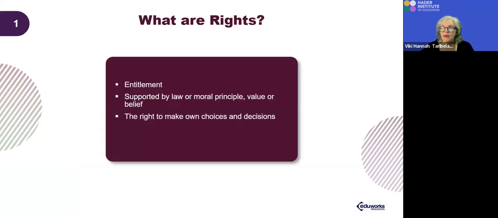So in Australia, we recognise the rights around the United Nations Human Rights Commission, and we have legislation to look after people's rights. So a right is something that you're entitled to in Australia, living in this country, supported by law or moral principle, value or belief, and the right to make your own choices and decisions if you have capacity.